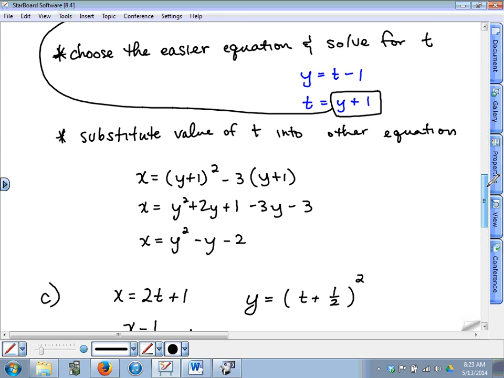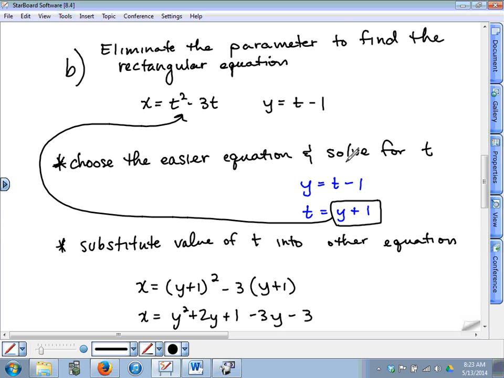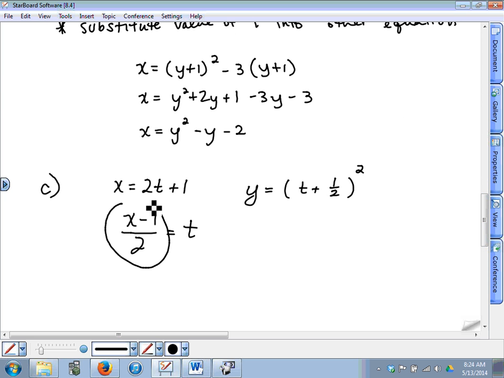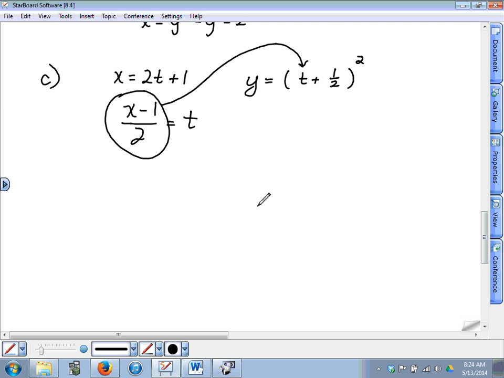There were really only two guidelines. Guideline 1 was to choose the easier equation, solve for t. The second step was to substitute into the other equation. So now we take this and substitute it. So we're going to get a function of x here, looks like. So y is equal to quantity x minus 1 over 2 plus 1/2 squared.